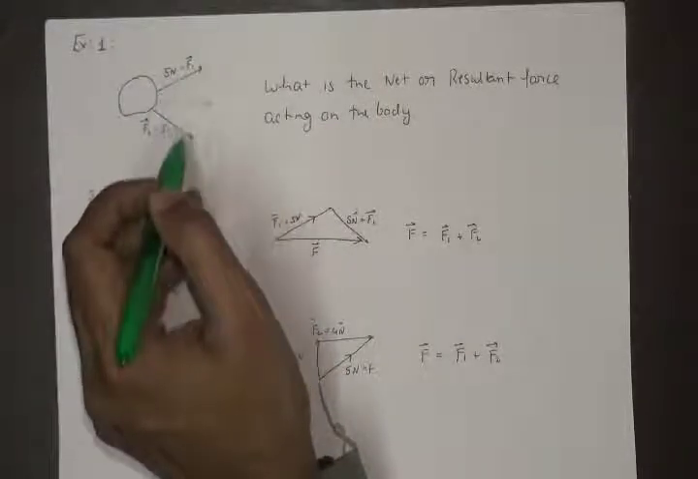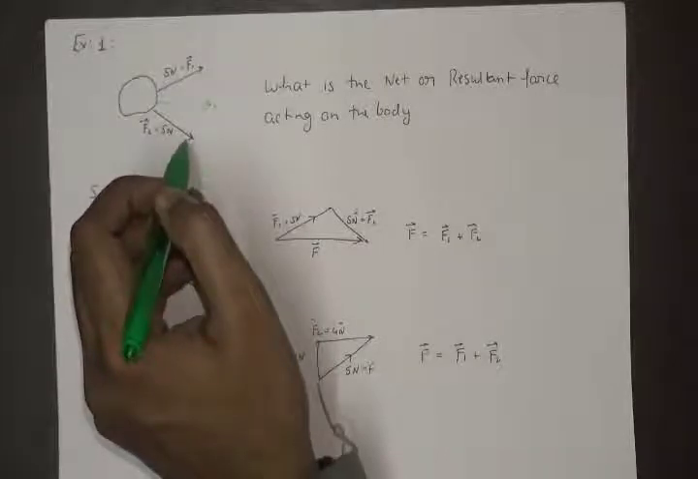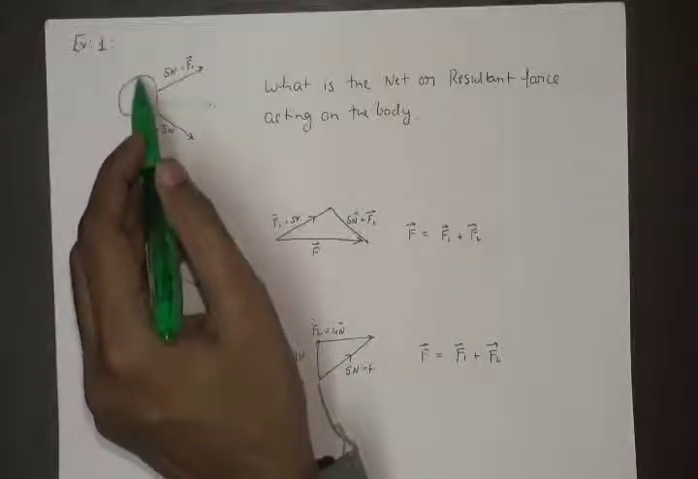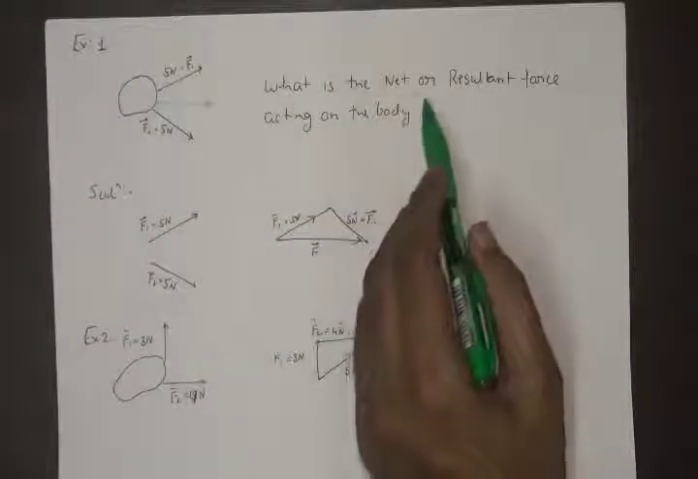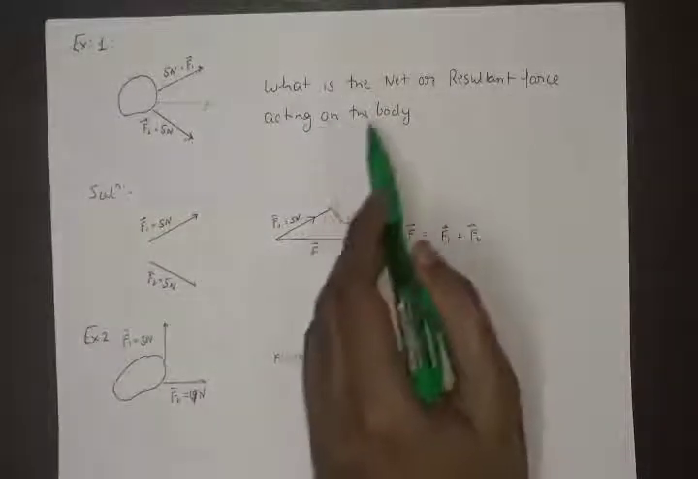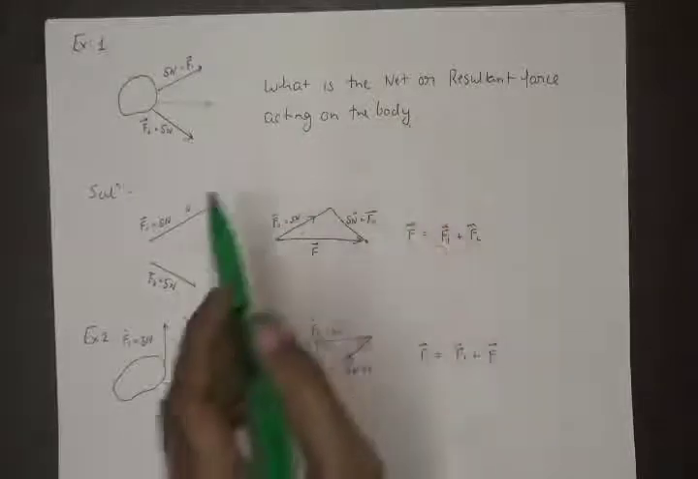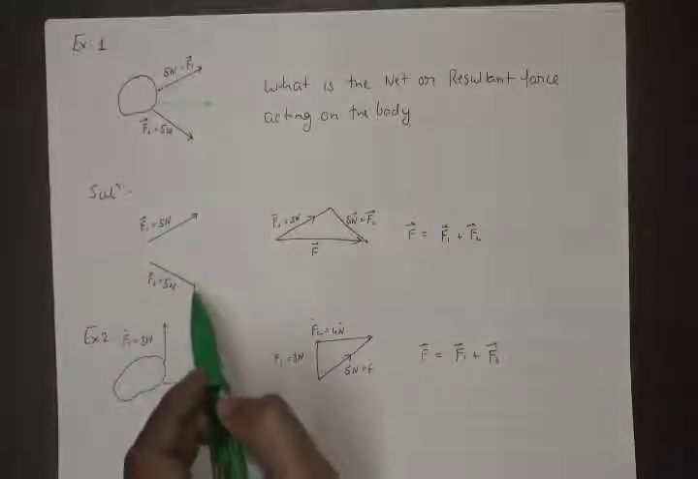What is the sum of these two vectors? We want to find the resultant of these two forces acting on the body. What is the net or resultant force acting on the body? We want to add these vectors, and because forces are vectors, they will follow the vector law of addition. How are we going to add these two vectors?